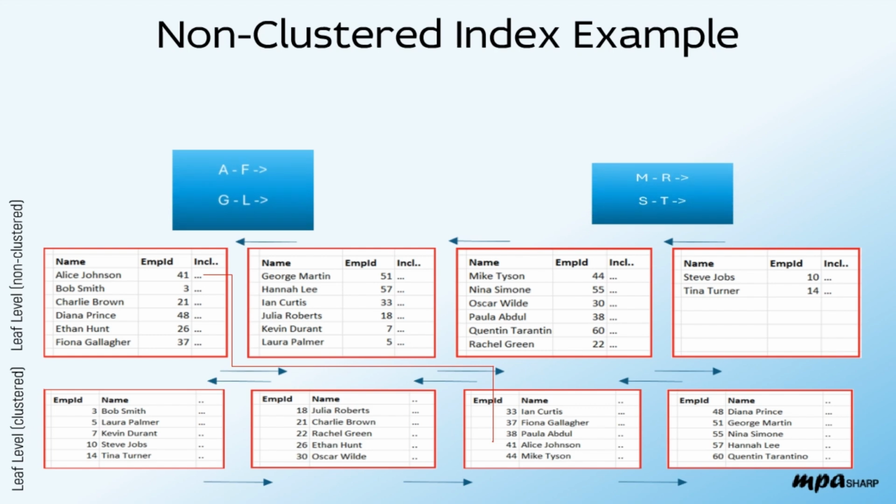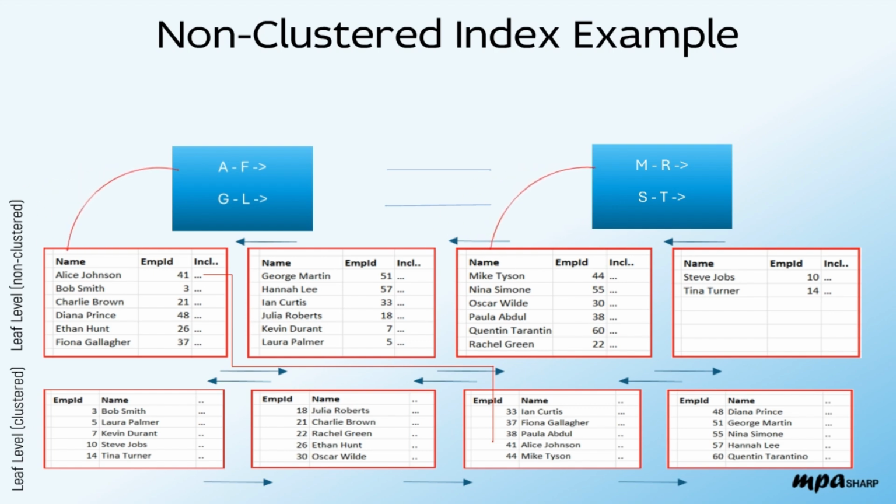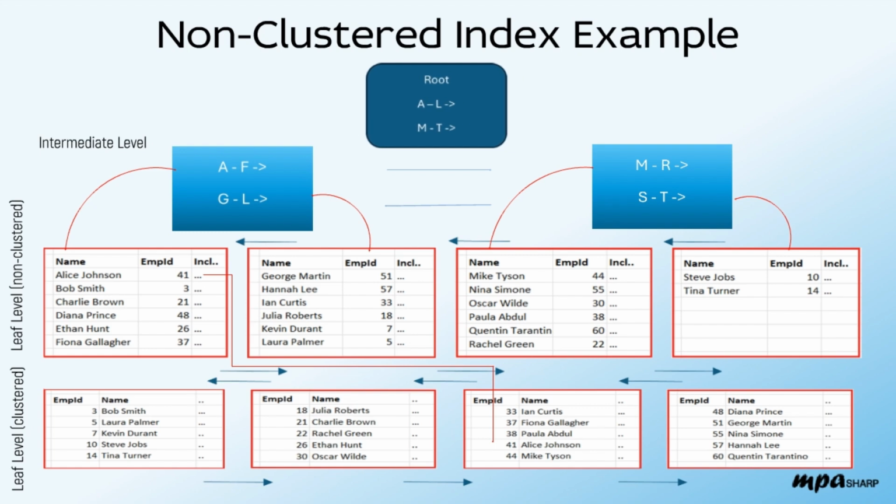A non-clustered index also has intermediate and root nodes. Same as the clustered index, non-clustered index intermediate nodes contain pointers to data pages, but this time they are sorted on a different column, i.e. the name column. The root node is also the same and contains pointers to intermediate level pages.